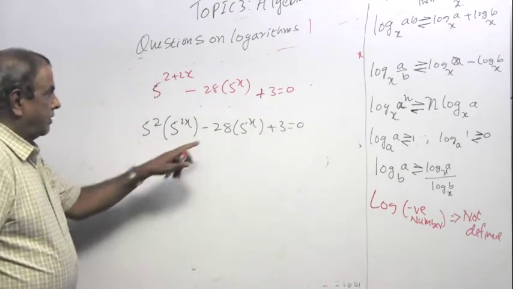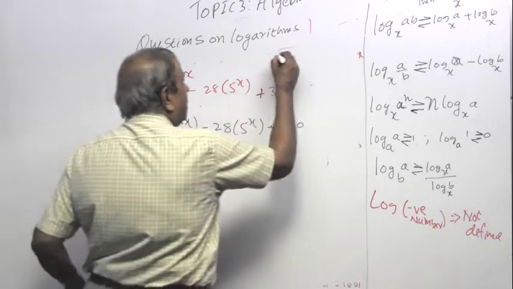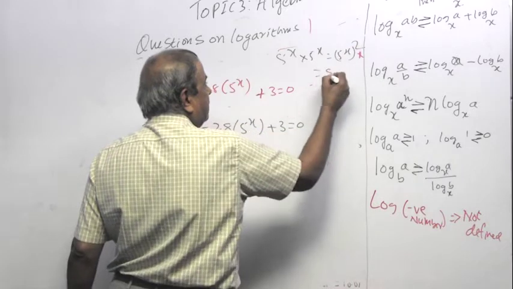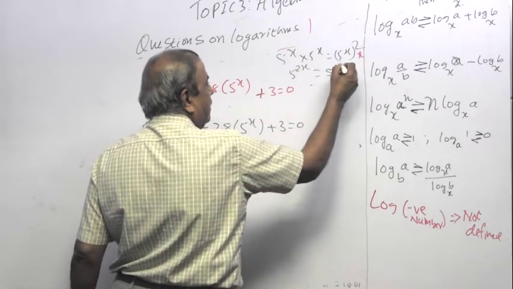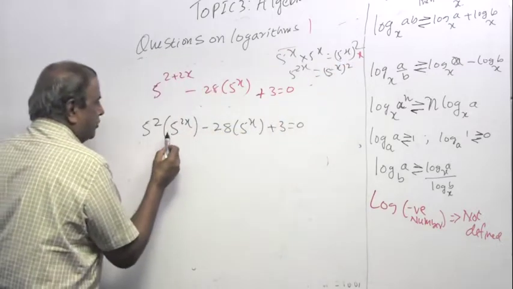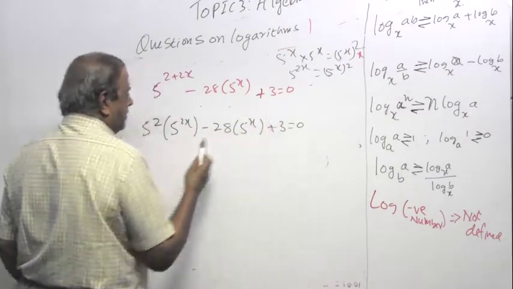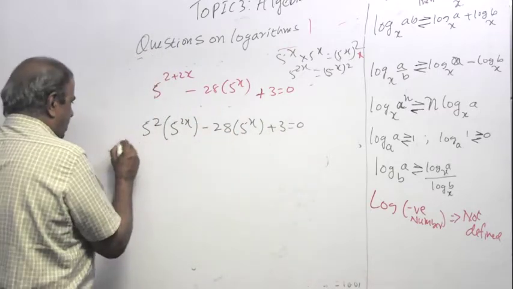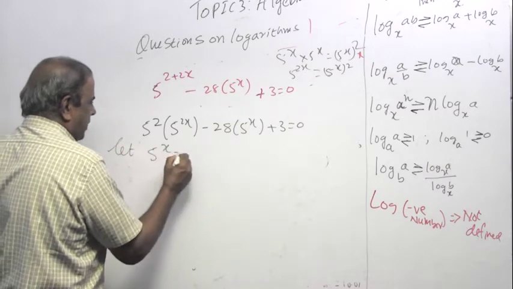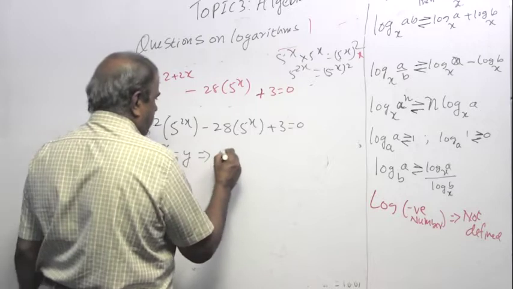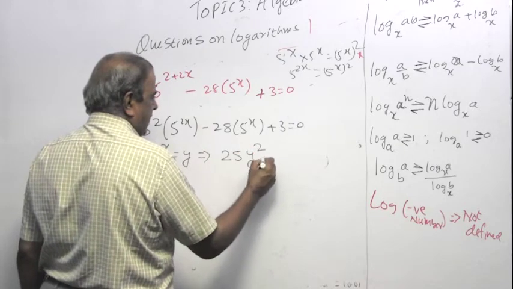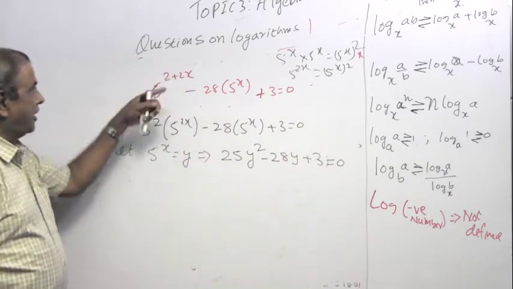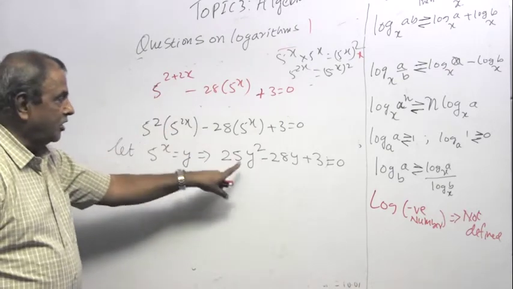When you square 5 power x, 5 power x times 5 power x is 5 power x the whole squared, which is 5 power 2x. So it is 5 power x whole squared, 5 power x and something like p squared, p and number. Quadratic equation. So you say let 5 power x be equal to y. That gives me 25y squared minus 28y plus 3 equals 0. Now I have reduced an exponential equation to a quadratic equation.